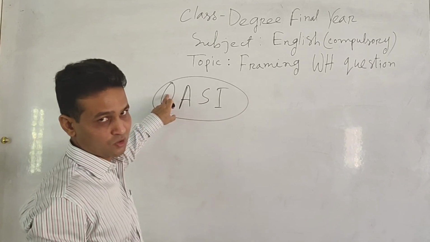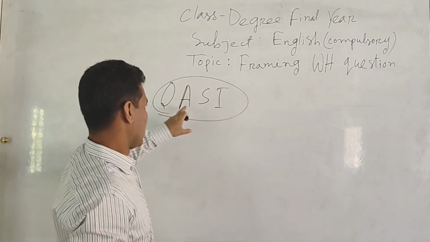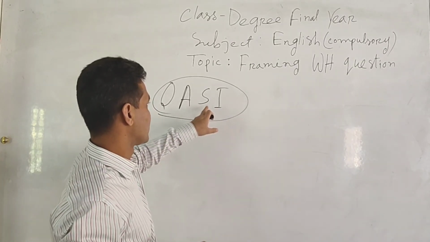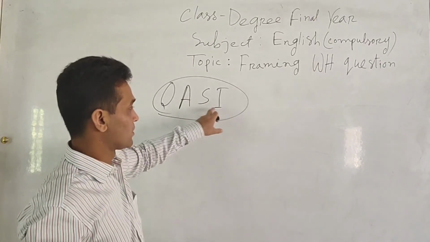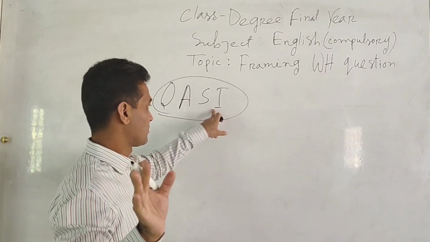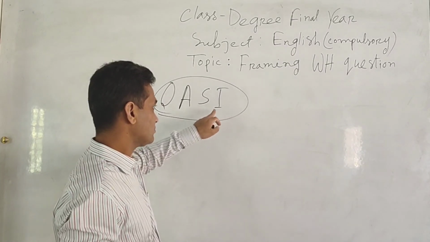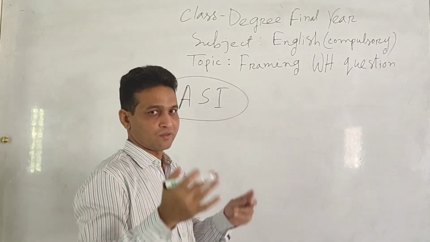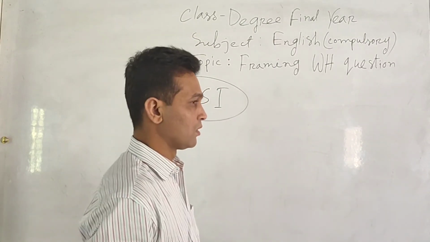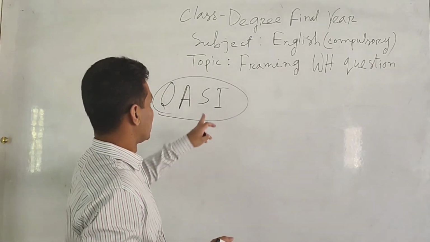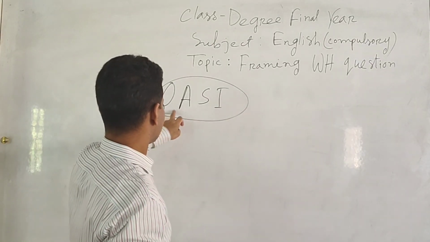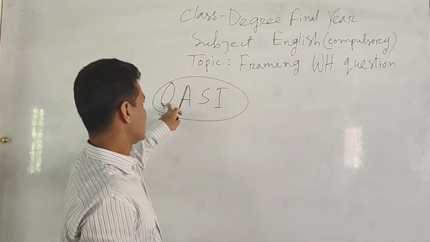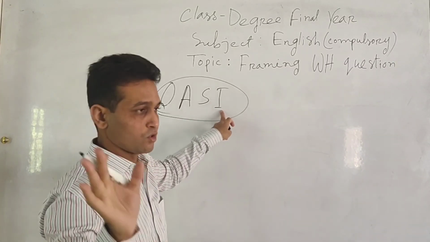Q means question, W is question words, and the auxiliary verb will be used according to the tense of the given sentence, and then you have to use the subject and then the infinitive without to, that means the present form of the verb, and you have to use an extension if it is given in the given sentence. So from this structure we can easily frame WH questions using question, auxiliary, subject, and infinitive without to, of course.